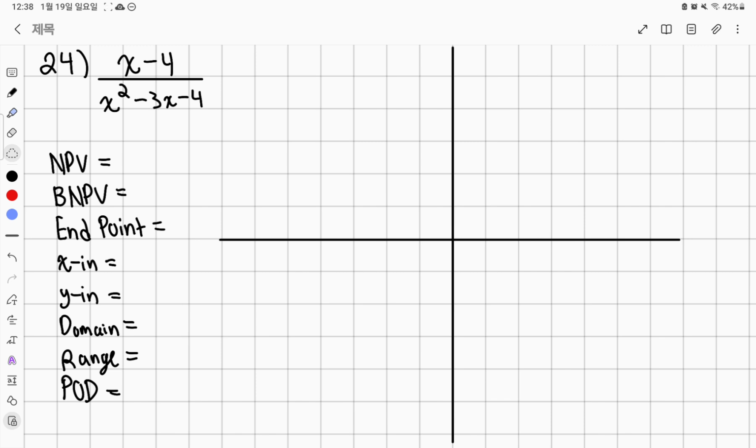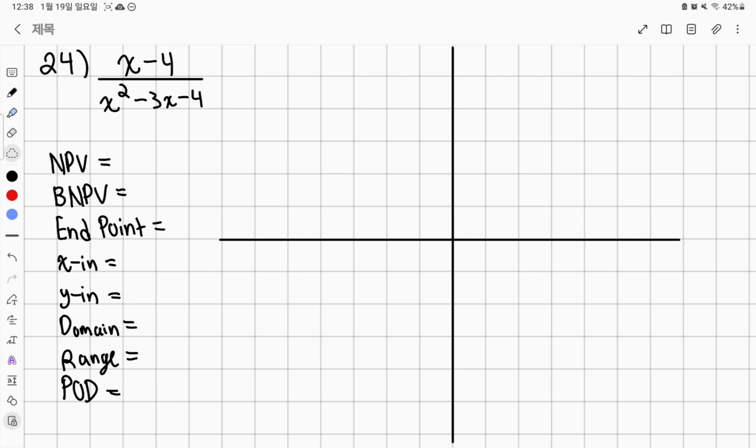What kind of equation do you call this? Radical and rational functions. Today we're going to learn about the meanings, like the behavior of the function, and we're going to learn how to graph this together. Shall we go straight into the video?